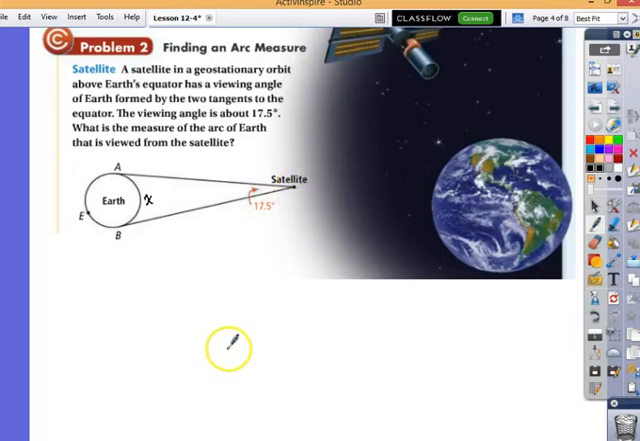Here's the satellite. How do I find that? So I'm dealing with basically two arcs, and the one I'm trying to find is the measure of arc AB. But notice there's a point E up there, so I can refer to the major arc, arc AEB. So I'm really dealing with two arcs here. I'm dealing with this arc right here, the green arc, which I'm trying to find, and then this arc right here, the yellow arc. Well, what do we know about the relationship between the yellow arc and the green arc?